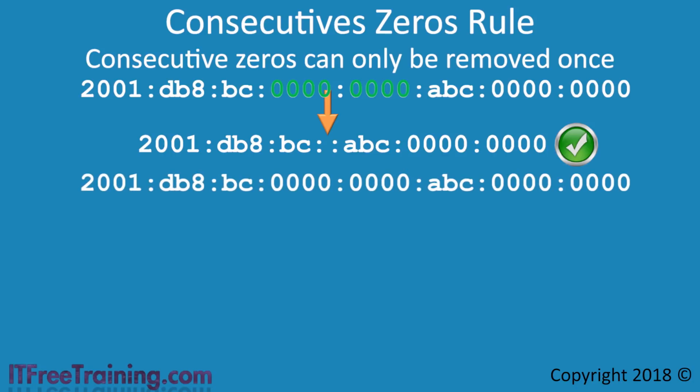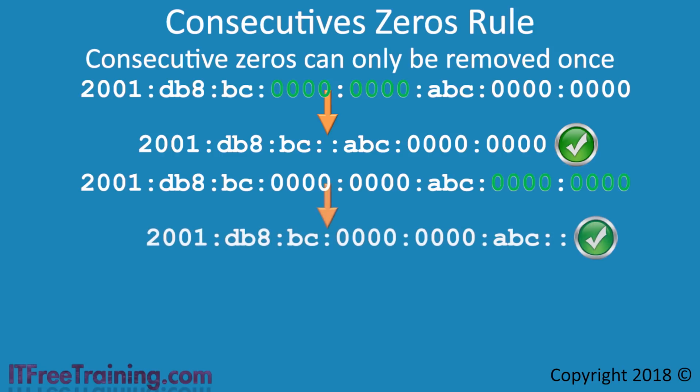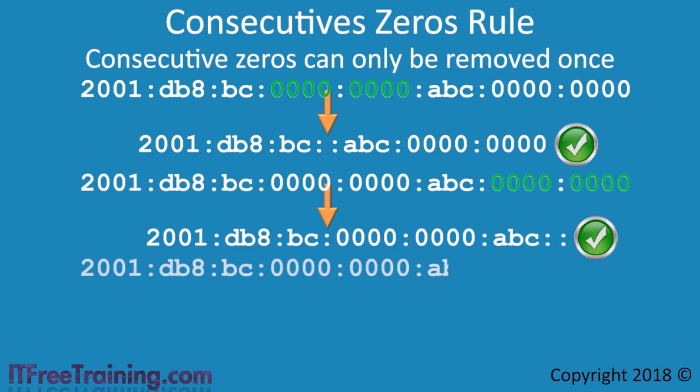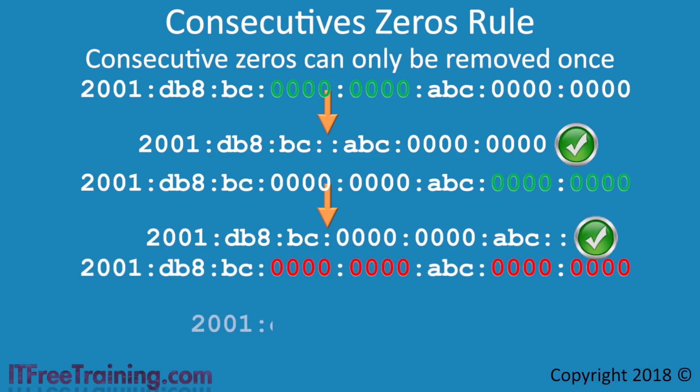This time the second group of zeros will be reduced. This will give the following result, which is valid. The point to remember is both are valid and they use a double colon only once. The last example, removing two sets of zeros, is incorrect and not acceptable in IP6.